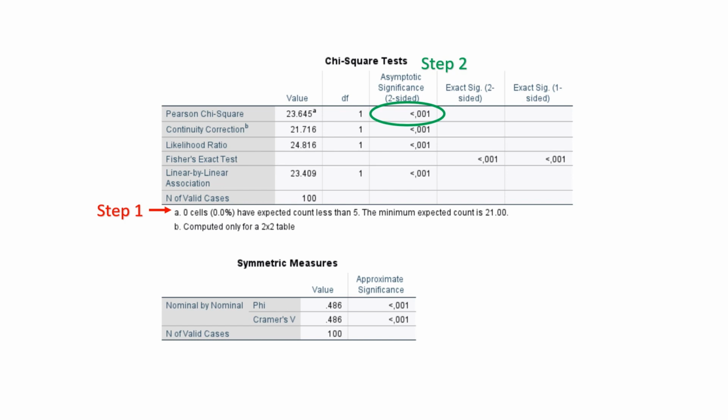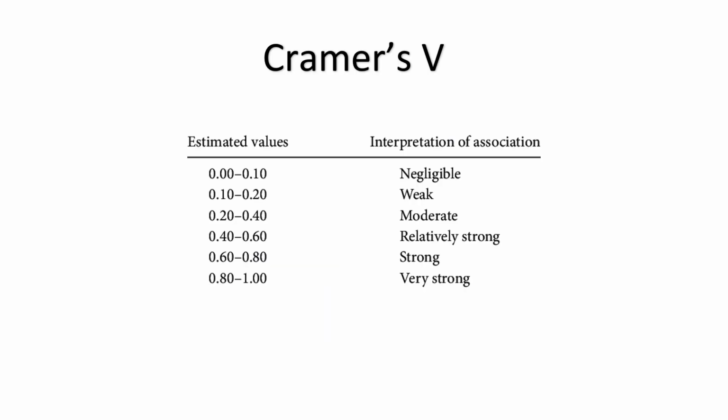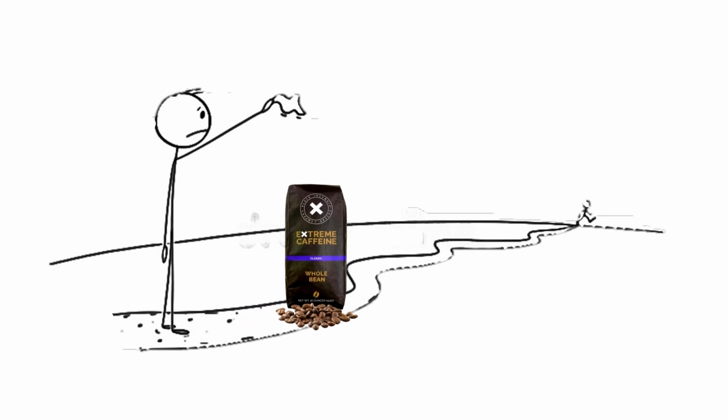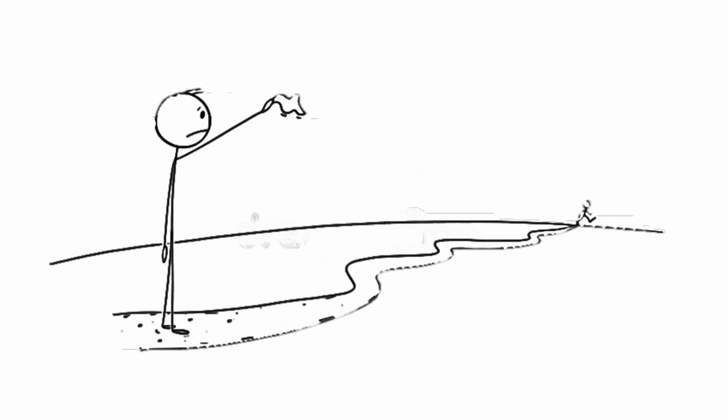But how much is consuming all that caffeine negatively affecting our poor staff? Cramer's v will give us that information. Here we go. Step 3. A nice Cramer's v value of 0.486. Based on this handy-dandy chart, we can see that this is a relatively strong impact. Alas, it seems our best course of action is to say goodbye to the black insomnia coffee for the sake of our employees. Sure, productivity went up for a while, but it had done so at the cost of the health of our employees. Not ideal.